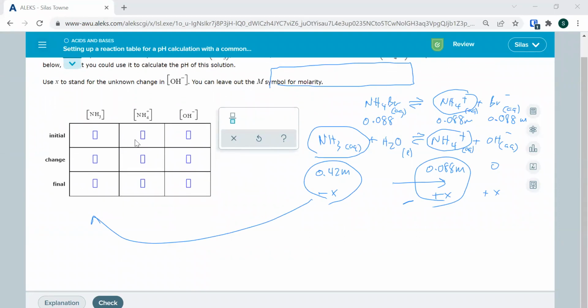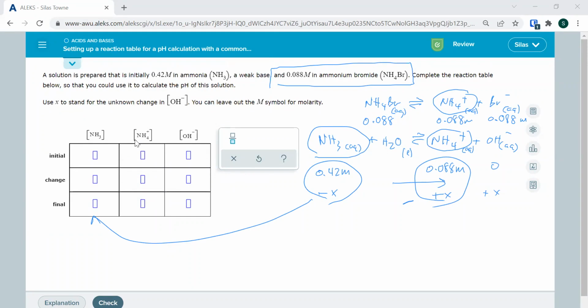And so we just need to set up our ICE table. If this was a weak acid one, we could solve for pH, because that's something we've seen before. With a weak base, it takes a little more conversion to get to pH. You can solve for pOH and then convert that to pH. Not something we've spent much time on in this class due to time. So let's just set up this ICE table.